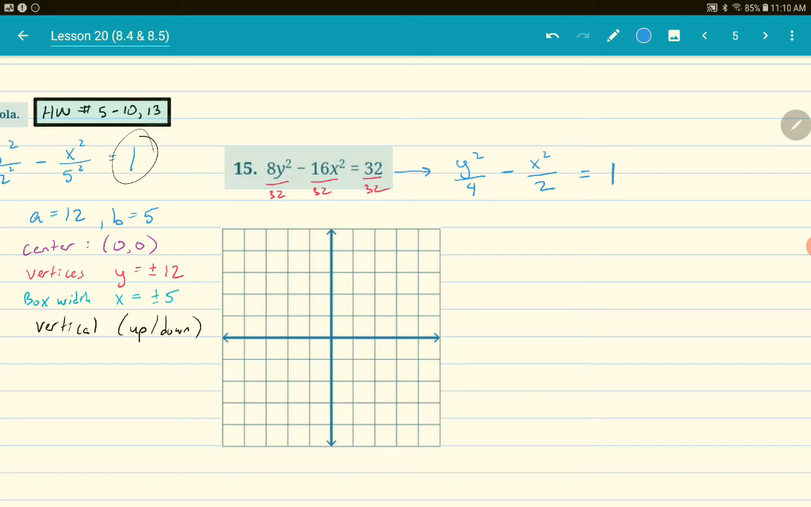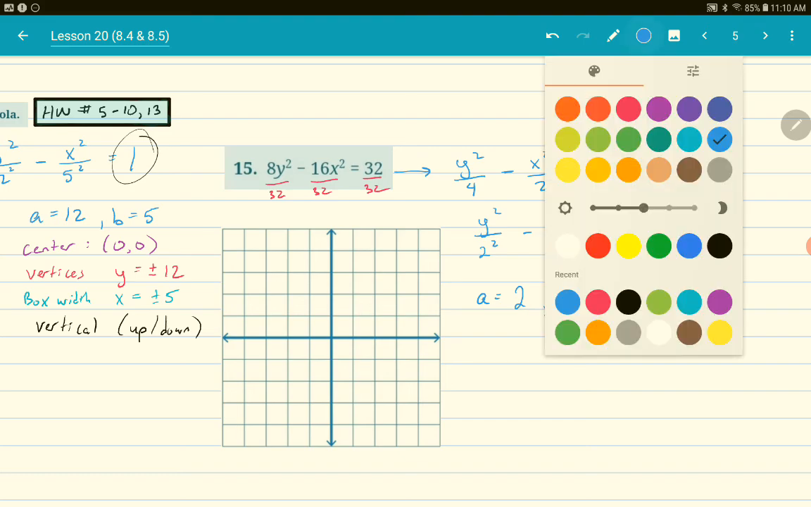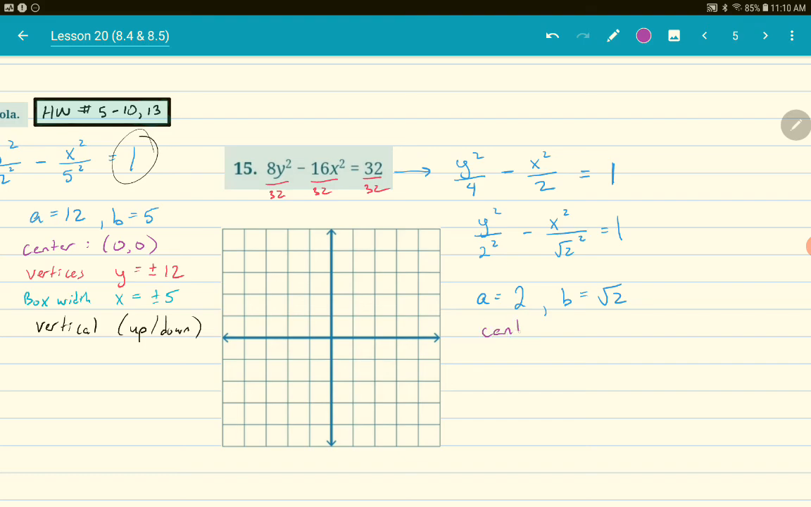So now I'm going to deal with that equation. And I'm going to take it one step further so my a's and b's really pop out. And I get y squared over, to get 4, I take 2 squared. And to get 2, I'll take the square root of 2 squared. So that my a is 2, and b is radical 2. My center is at the origin. So I'll start from the center.